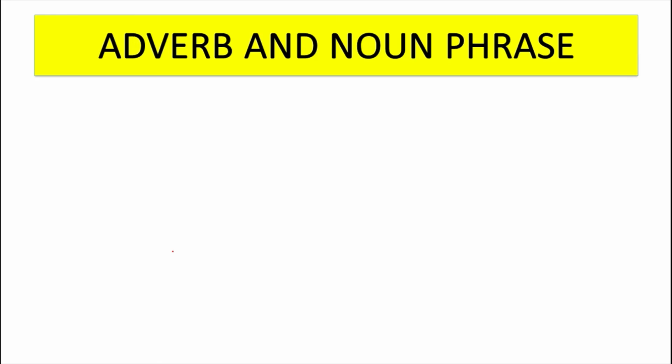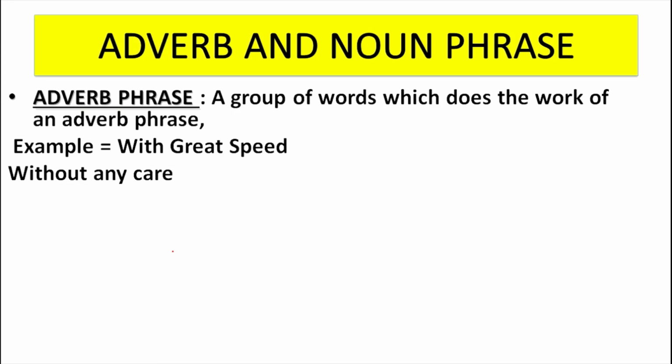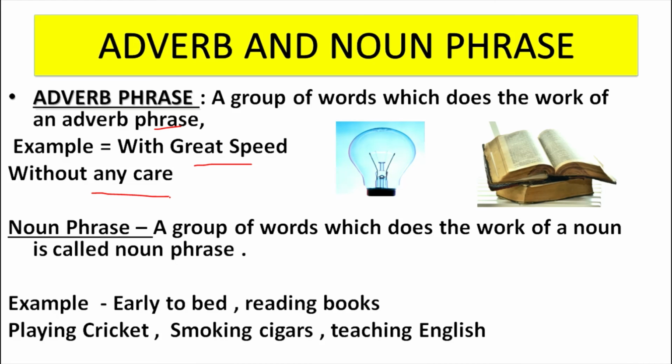Now let's understand adverb and noun phrases. We watched the adjective phrase. The second phrase is the adverb phrase and the third is the noun phrase. An adverb phrase is a group of words which does the work of an adverb. Examples: with great speed, without any care. So these are adverb phrases.